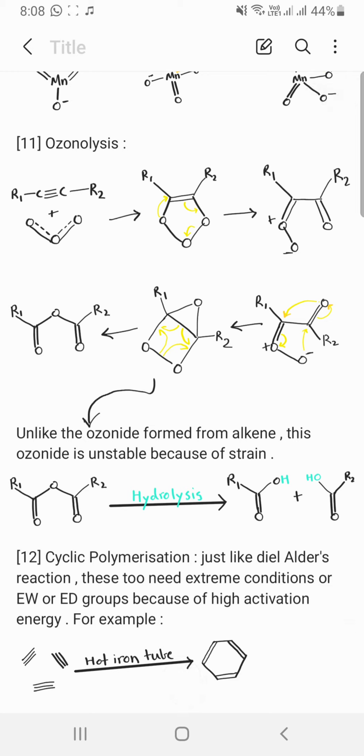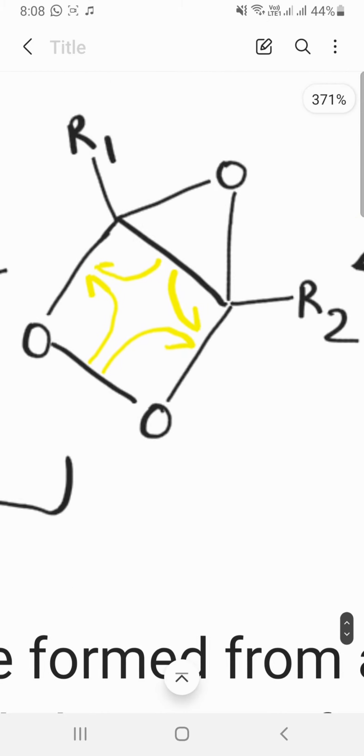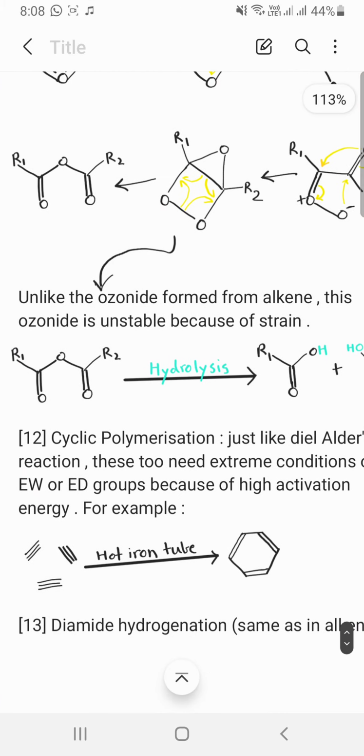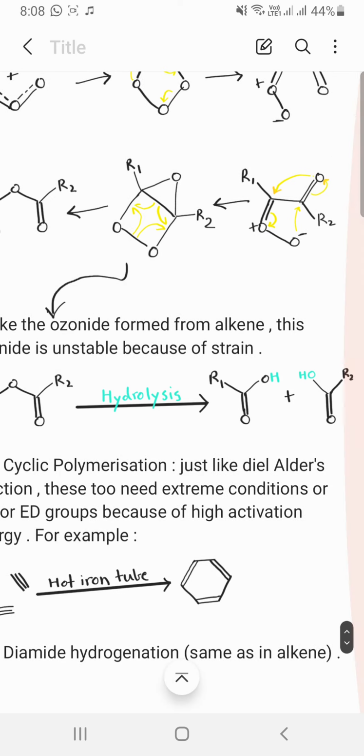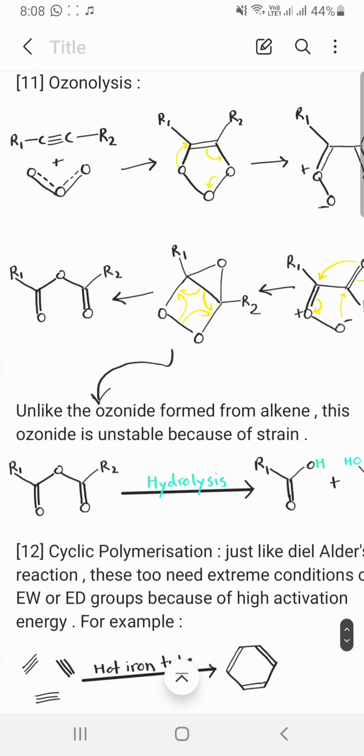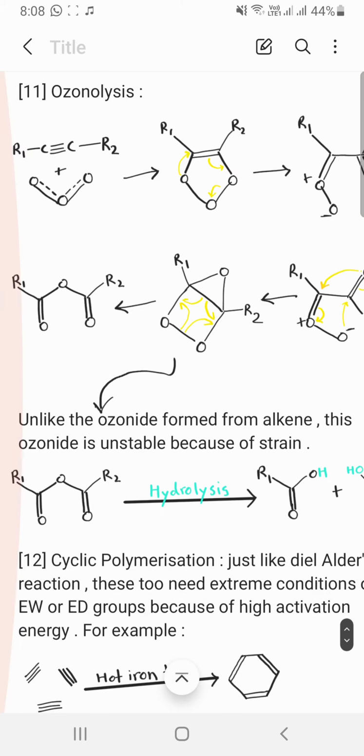Right, so as I told you, this ozonide is unstable and this will break directly just when you put water into it, or actually don't even put water, it will just break away. Okay. And it creates this acid.